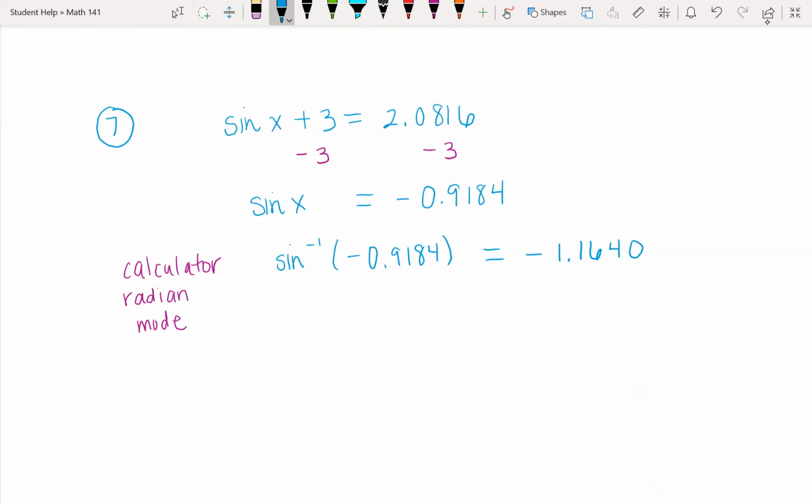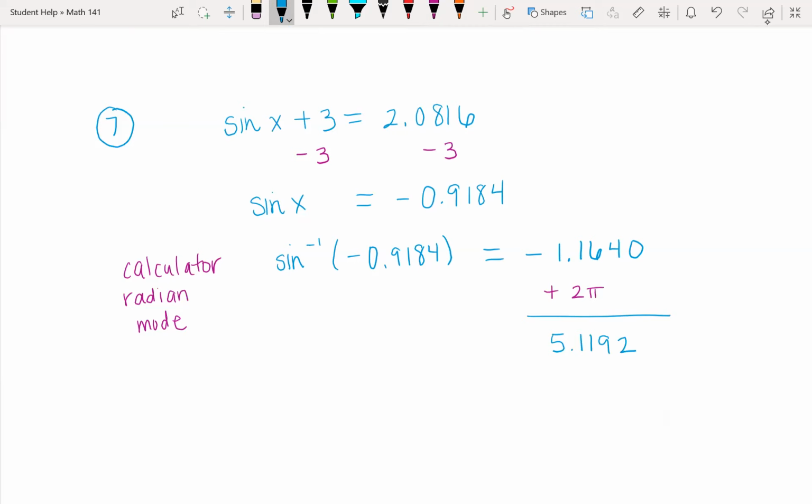But our solutions are supposed to be between 0 and 2 pi. So I'm going to add 2 pi to get into the range that we're looking for. I'm going to add 2 pi to this, and I'm going to end up with 5.1192. So that's one of my answers.